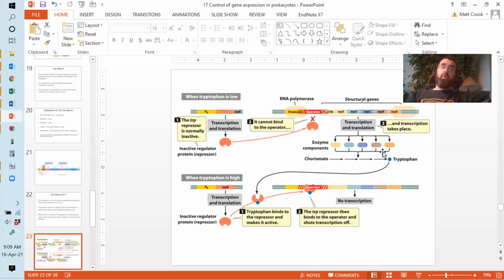So therefore, the trp operon is repressible, right? And it's a good example of a feedback loop where tryptophan levels, once they reach a certain level, act to inhibit the transcription or repress the transcription of the trp operon.